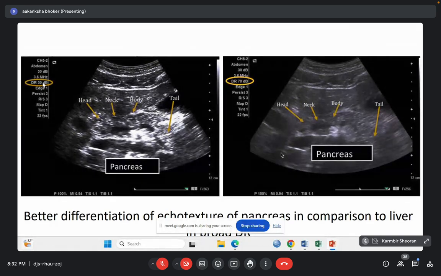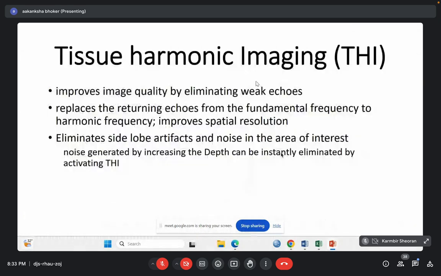But suppose we have to scan a portion where there is liver or kidney or spleen, multiple organs, parenchymatous organs, then this low dynamic range will give a very high contrast, just black and white, which is not good. In that case we have to go for high dynamic range settings.